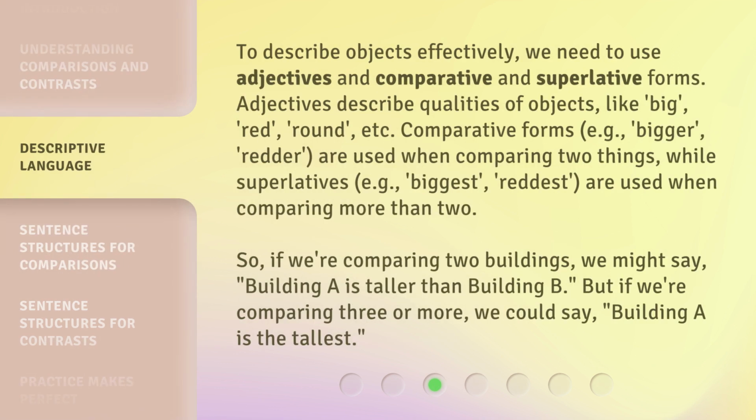To describe objects effectively, we need to use adjectives and comparative and superlative forms. Adjectives describe qualities of objects, like big, red, round, etc. Comparative forms, e.g., bigger, redder, are used when comparing two things, while superlatives, e.g., biggest, reddest, are used when comparing more than two. So, if we're comparing two buildings, we might say, Building A is taller than Building B. But if we're comparing three or more, we could say, Building A is the tallest.